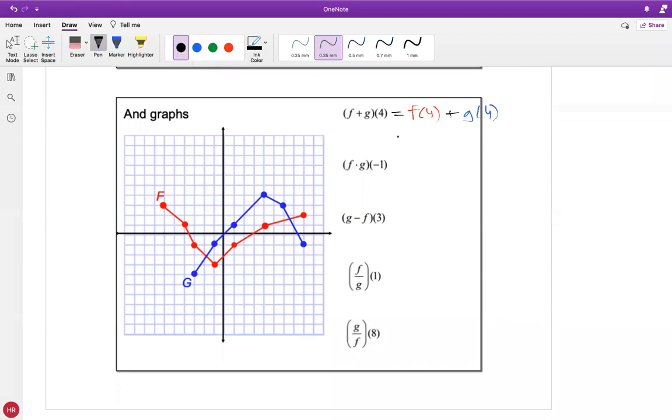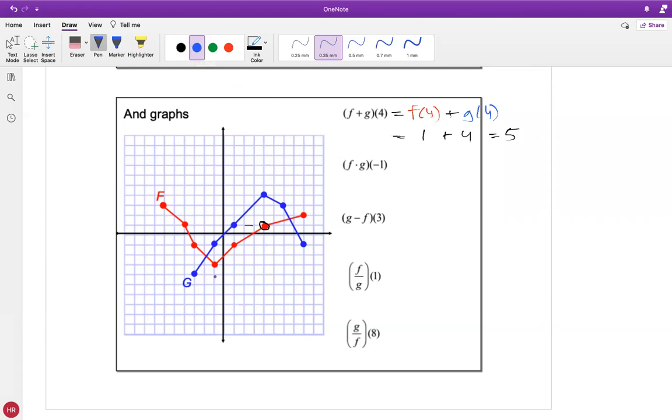So what I do is I just go to my graph and I see when x is 4. So I go 1, 2, 3, 4. F of 4 is a red one, so it's right here, and the y coordinate tells me the value of the function. So when x is 4, f of x is 1. And when x is 4, same place, g of x is 4. So 1 plus 4, that equals 5.